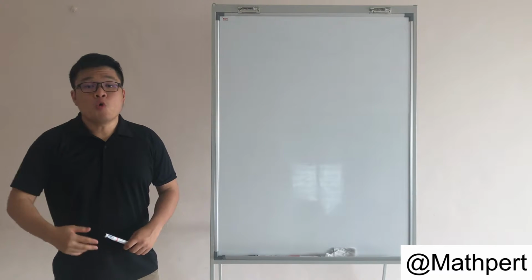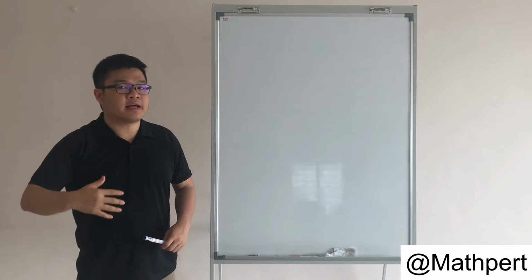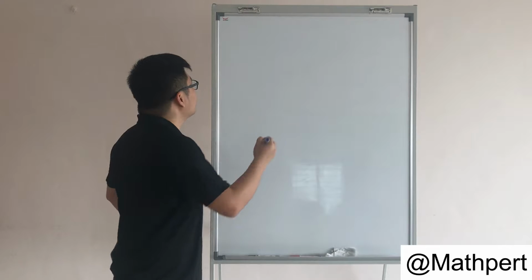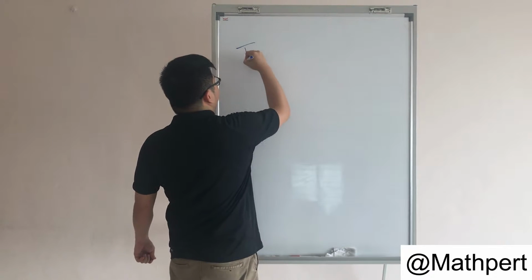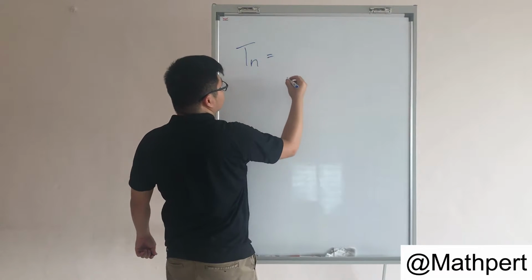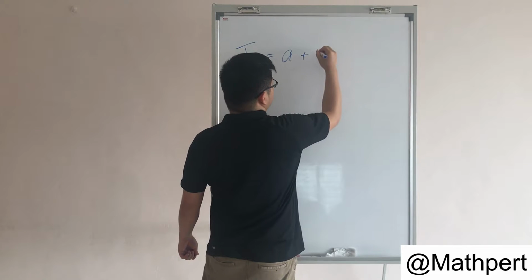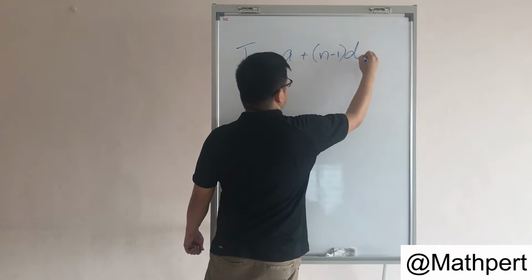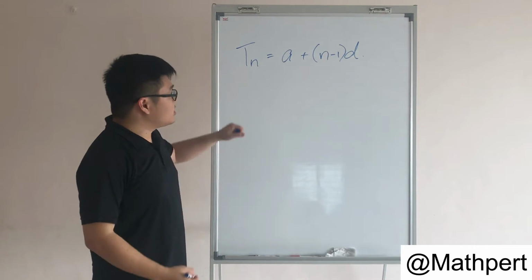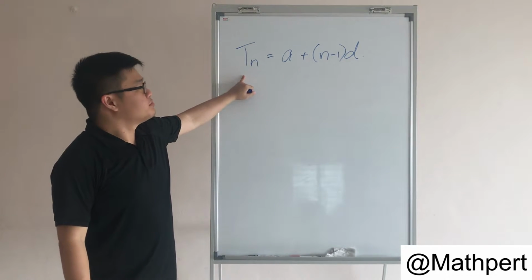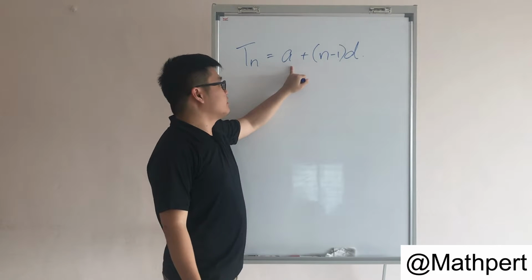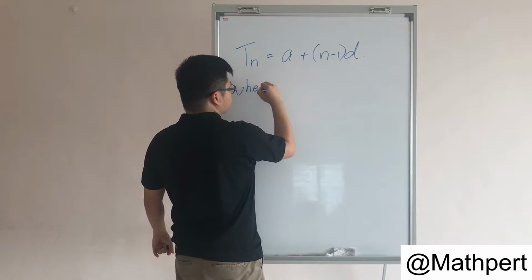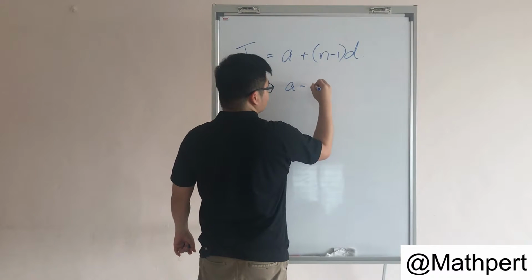Okay, so what if the question asks us to find the nth term of arithmetic progressions? Don't worry, we have a formula for this. Tn is equal to a plus (n minus 1) d. So this is the Tn term, and a is the first term.